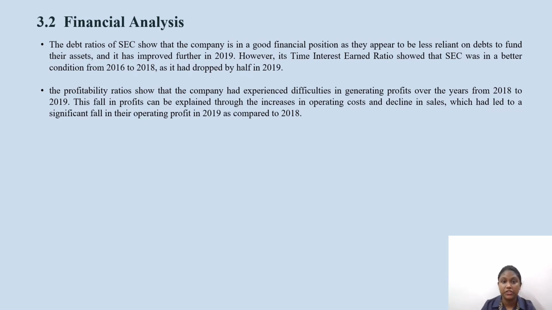However, its times interest earned ratio shows that SEC was in a better condition from 2016 to 2018 as it has dropped by half in 2019. The profitability ratios show that the company had experienced difficulties in generating profits over the years from 2018 to 2019. This fall in profits can be explained by the increase in operating costs and decline in sales, which has led to a significant fall in the operating profit in 2019 as compared to 2018.